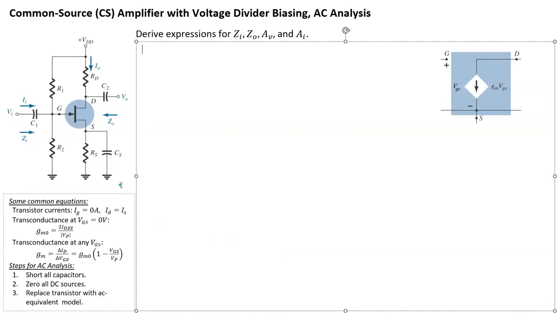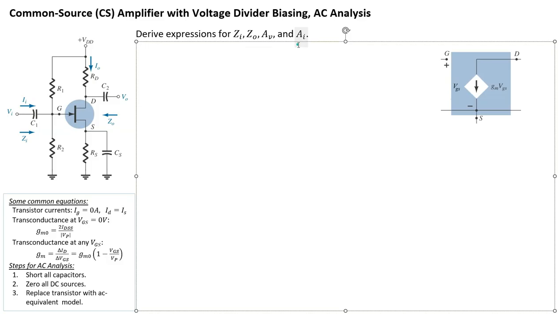Hi. So in this video, we're going to do an AC analysis of this circuit here. This is a common source amplifier with a voltage divider biasing. So we're going to figure out what the expressions are for the ZI, that's the input impedance seen from the input signal, ZO, the output impedance seen from the output side, VO, and then the voltage gain, AV, and current gain, AI.